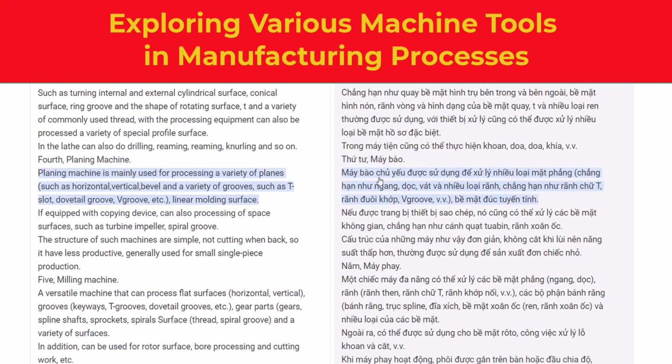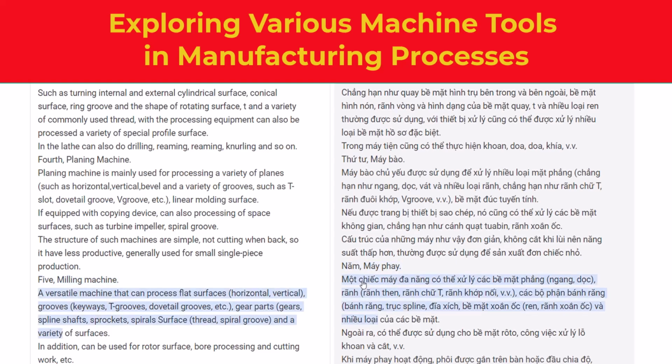Fourth, planing machine. The planing machine is mainly used for processing a variety of planes, such as horizontal, vertical and bevel planes, and a variety of grooves, such as T-slot, dovetail groove and V-groove, and linear molding surfaces. If equipped with a copying device, it can also process space surfaces, such as turbine impellers and spiral grooves. The structure of such machines is simple, and there is no cutting on the return stroke, so productivity is low, and they are generally used for small single-piece production.